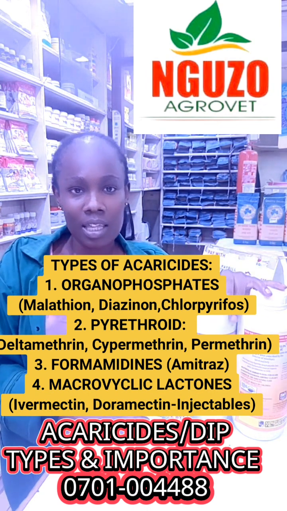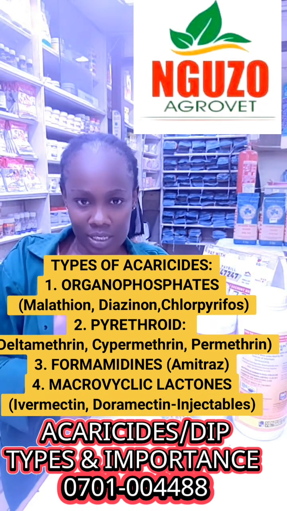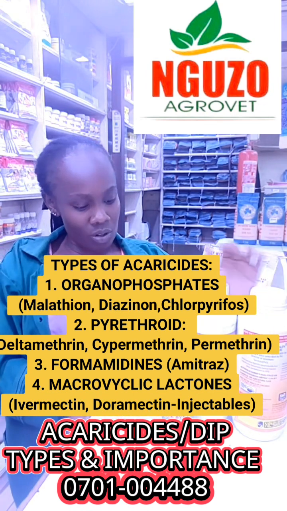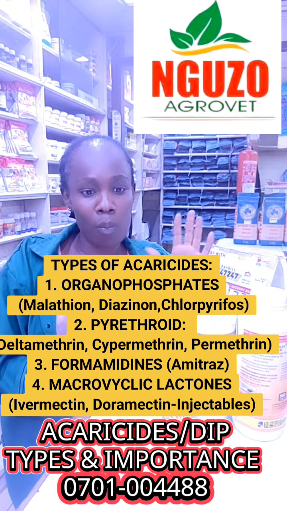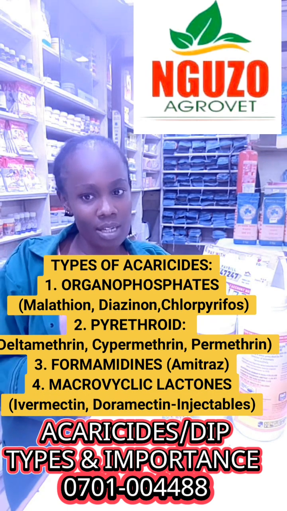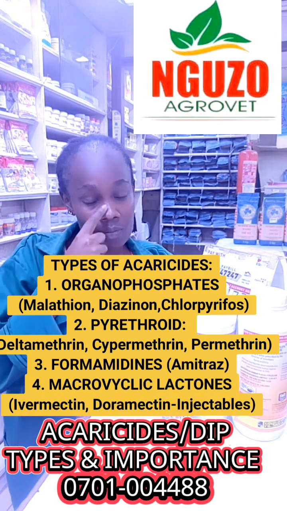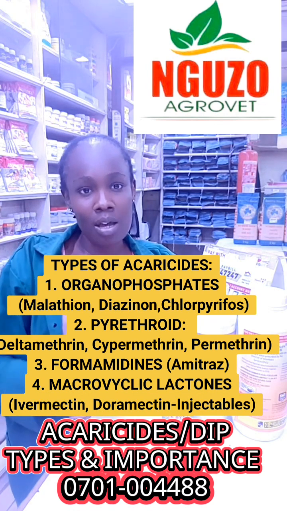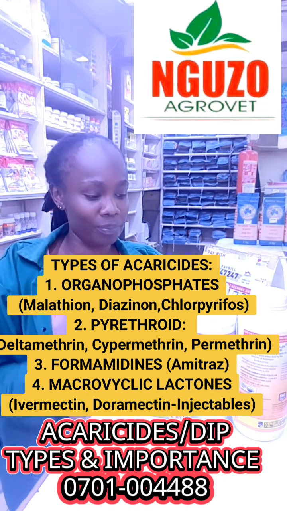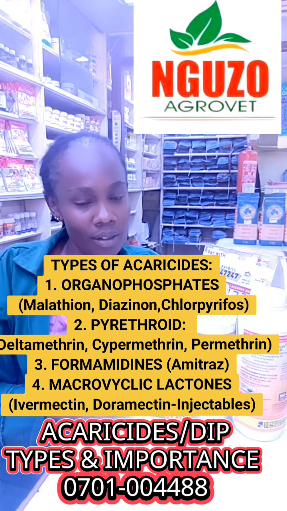We have the formamidines. The formamidines kill ticks by changing the behavior of the vectors, and they are like the amitraz, which is Famtraz. Also, Kilatix can fall in the class of formamidines and pyrethroids since it has amitraz and it has cypermethrin. They target ticks, mites, and lice. We have the macrocyclics. These are the ivermectins and doramectins, they are mostly in form of injections, and they are very broad since they target the external and the internal parasites.